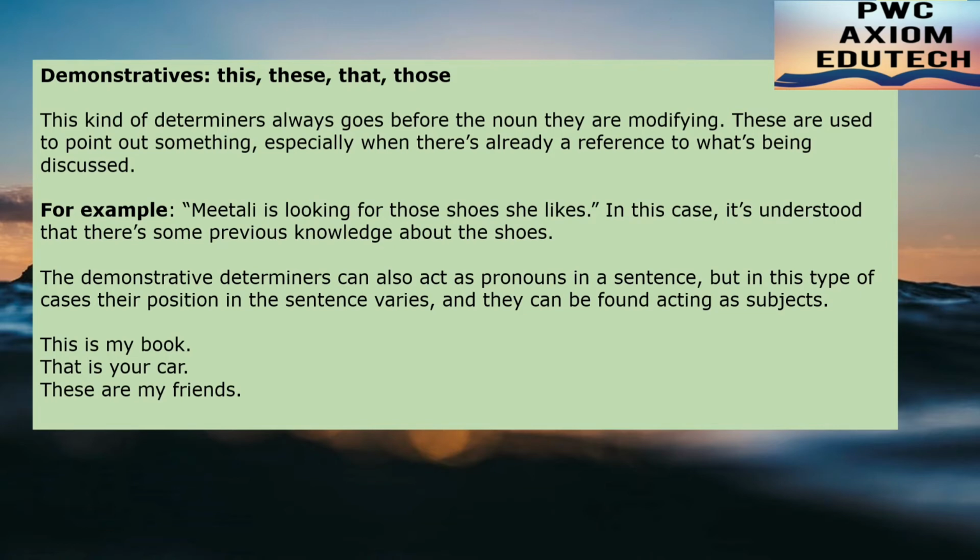The demonstrative determiners can also act as pronouns in the sentence, but in such cases, their position in the sentence varies and they can be found acting as subjects. For example, this is my book, that is your car, these are my friends.